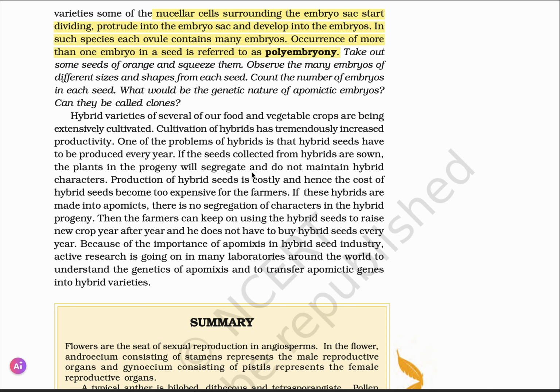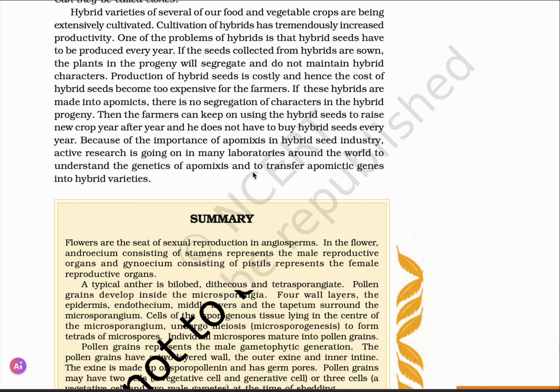And if we make hybrids through apomixis, then there would be no segregation of characters in the hybrid progeny, and the farmers could keep these seeds to raise new crops each year. Hence it will be cheap. So the importance of apomixis is very much in the hybrid seed industry these years, and research is going on into the genetics of apomixis and to transfer apomictic genes into hybrid varieties.